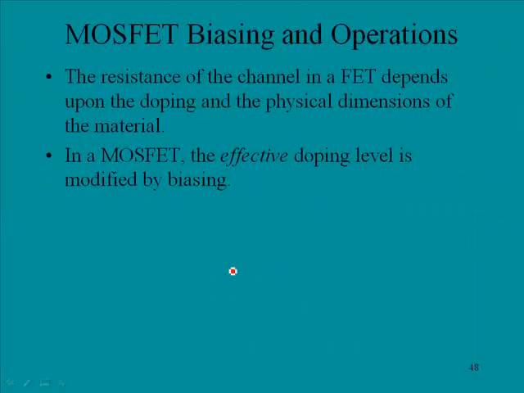Okay, MOSFET biasing and operations. The resistance of the channel in a FET depends upon doping and the physical dimensions of the material. In a MOSFET, the effective doping level is modified by, and notice this, the biasing.